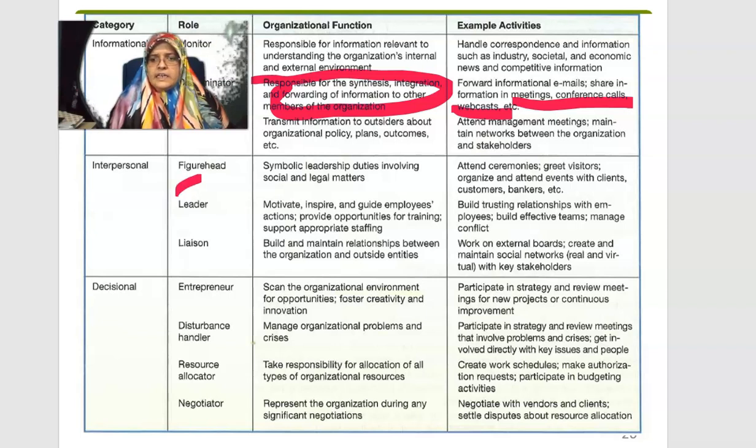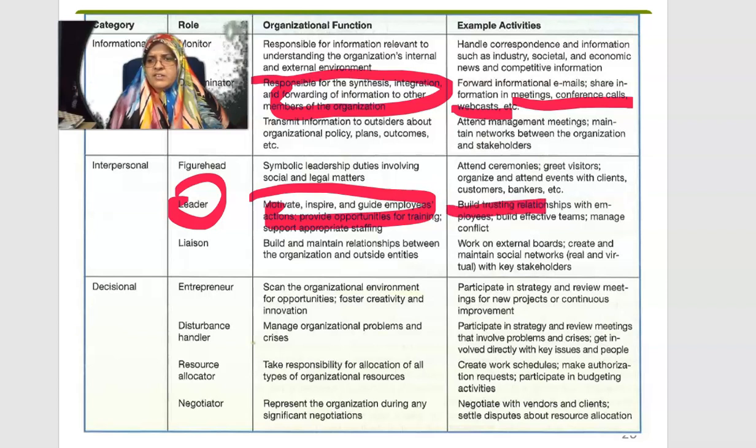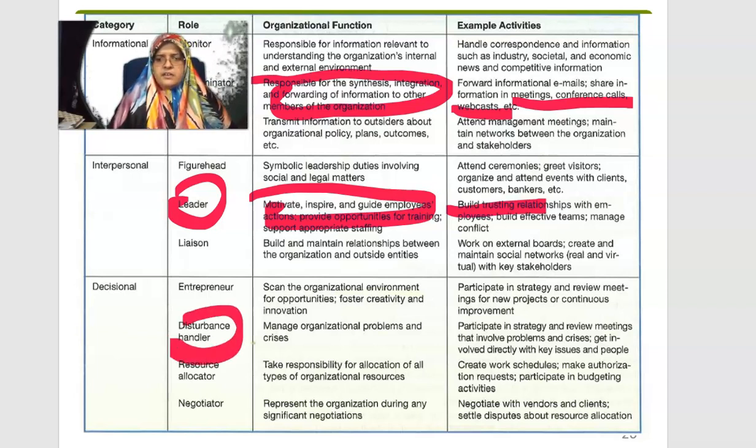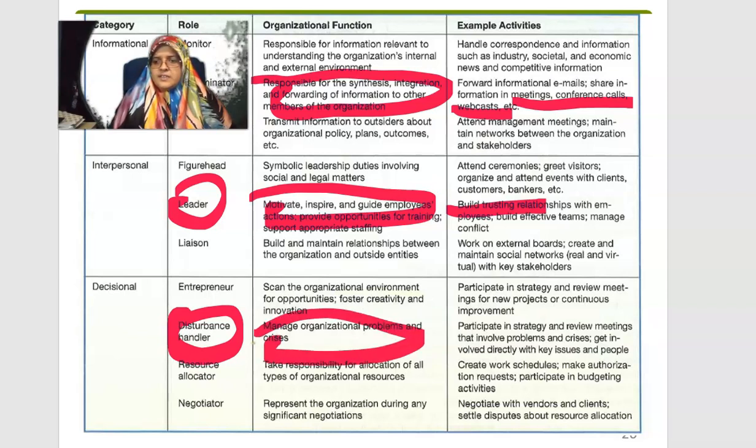Kalau katakan dia leader, dia kata motivate and inspire ni semua kan. Build trust relationships. Orang nak dengar kita cakap, but kita tak build trust. Orang tak percaya kita macam mana. Kalau katakan disturbance handler dalam orang kata roles decisional ni. Manage organizational problems and crisis. Participate and in strategy and review meetings that involve problems.